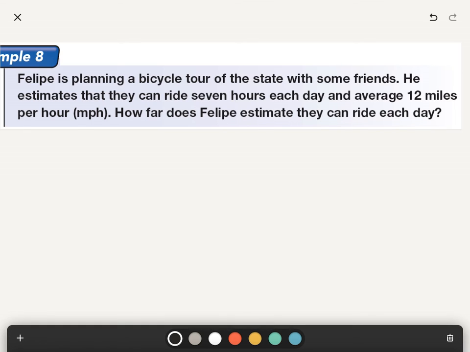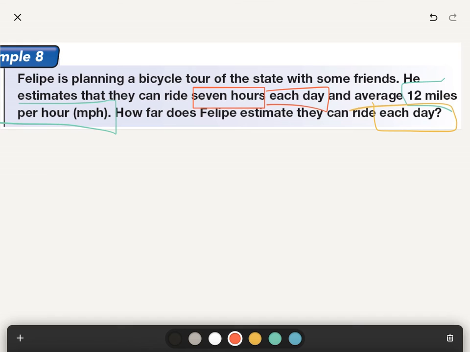And he estimates that he can ride 7 hours each day at an average of 12 miles per hour. Okay, so that appears to be important. How far can he ride each day? For the 7 hours, you could have highlighted 7 hours each day. Because the question is, how much can he ride each day? So, sort of outlining important information there.